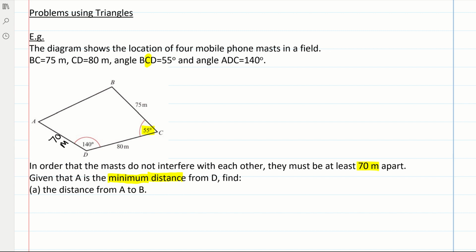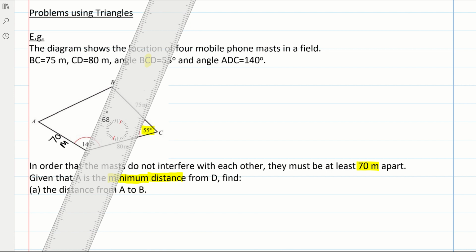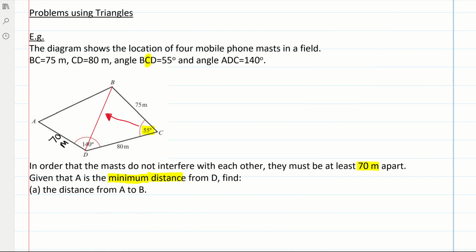Well, if we leave the diagram as is, we can't do anything with it. You are allowed to add things that you need, for example, a line. If I do this, I am then able to find B to D because I have 2 sides and I have an angle. So I can use the cosine rule to find B to D. And then I work my way in. Sometimes I can't find things straight away. So I'm going to find B to D first.